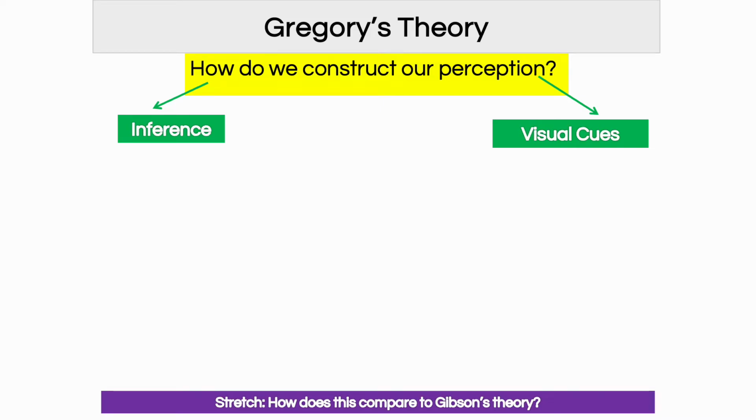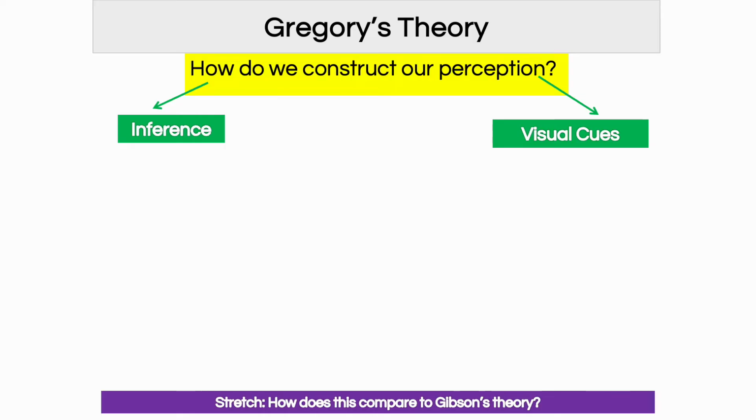So Gregory's argument is that we have to use our past experiences and our environment, our nurture, in order to perceive correctly, accurately. So we construct our perception through inferences and the use of visual cues. A lot of what we perceive is incomplete and ambiguous. Things aren't always clear when we look at them, what an image is.